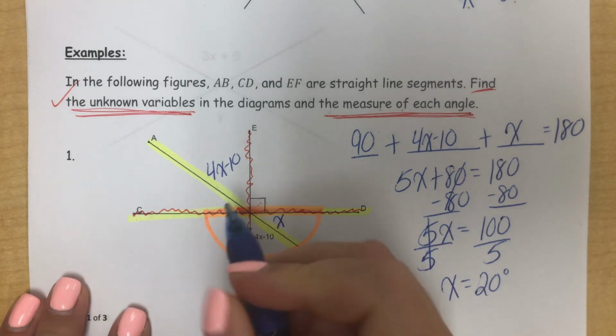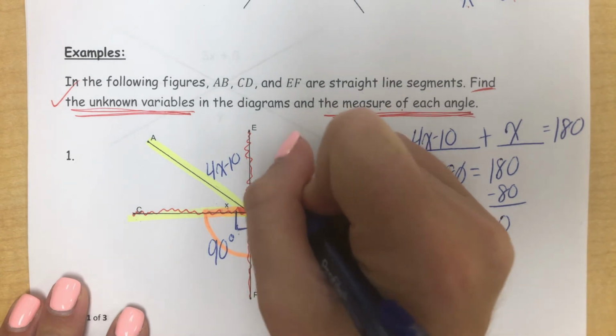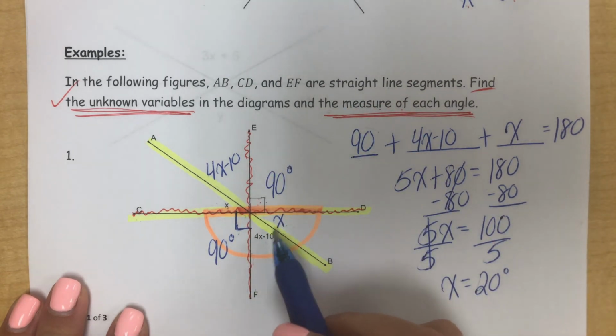I know that this little box represents 90 degrees. So I know if this is 90, this is 90 as well. And then I still have x's here, boys and girls.